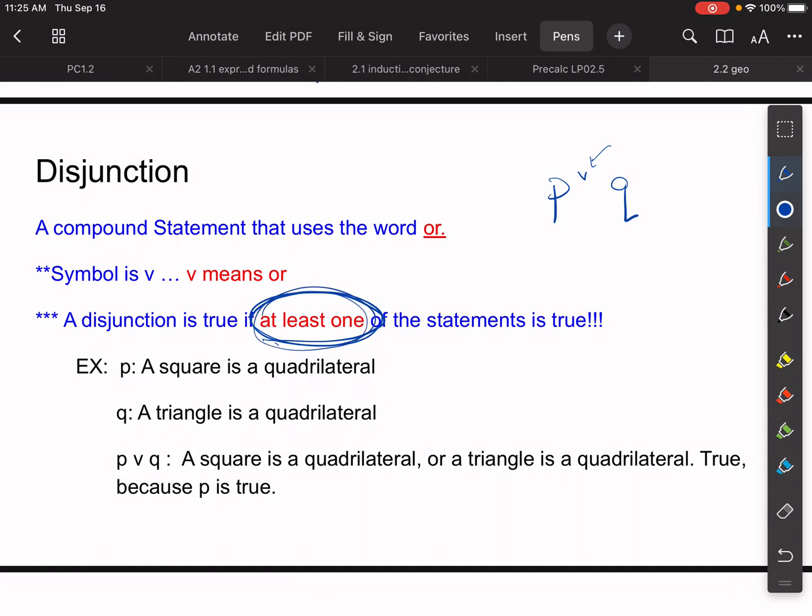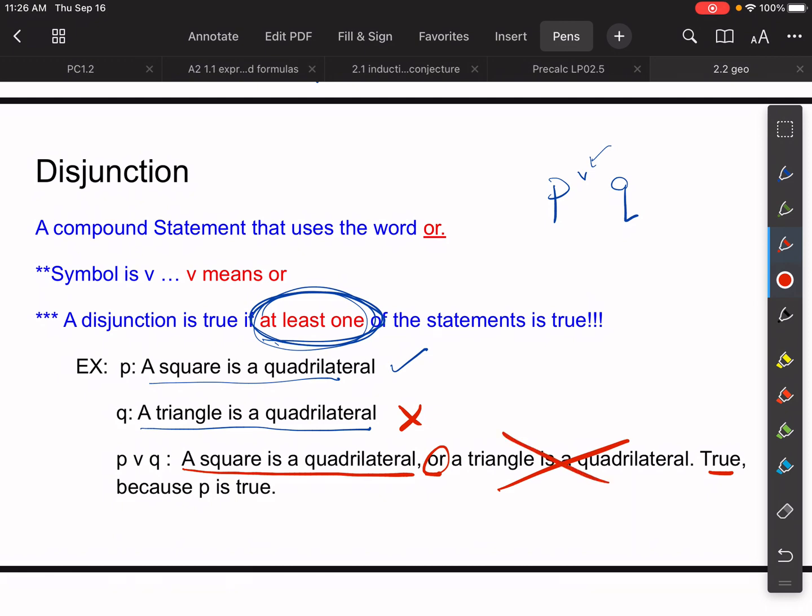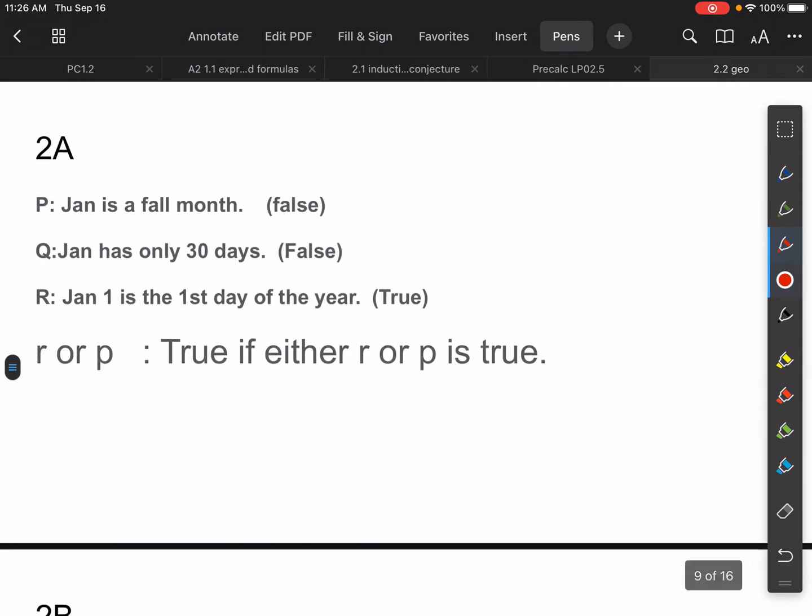So let's look at some examples of that. Here it says a square is a quadrilateral, and then here it says a triangle is a quadrilateral. This one is true, this one is false. But if we're saying either or, then the combined statement, a square is a quadrilateral or a triangle is a quadrilateral, is true because at least this part of it is true. So if it's an or statement and one is true, we say the whole statement is true even though this part of it is not. That's called a disjunction. So let's do a couple of those.